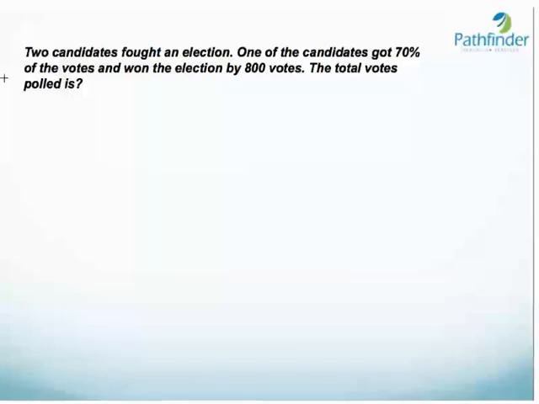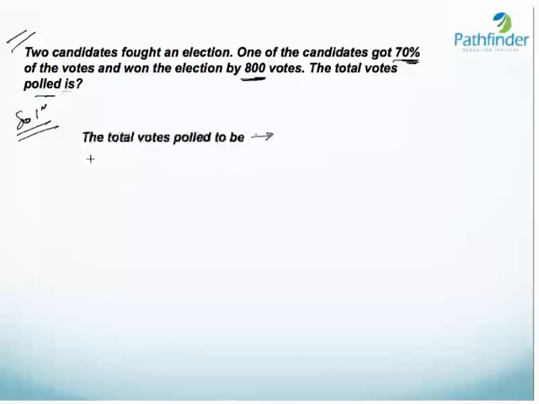Let us take a look at another question. So here is the question. Two candidates fought an election. One of the candidates got 70% of the votes and won the election by 800 votes. The total votes polled is, once again, whatever we have to find out, we can assume that to be x. So we have to find out the total votes polled. Assume the total votes polled to be x.